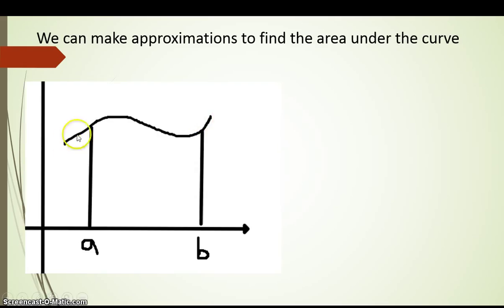Alright, so we make approximations to find the area under the curve. Here's our curve from one point A to another point B, and we want to find the area of all this. Logically the easiest thing to do, which is what we mainly know, is shapes. If I was to draw a straight line across here, we would have a rectangle, and you can easily find the area of a rectangle. But what about all this other stuff that I'm missing? How do we find curves?